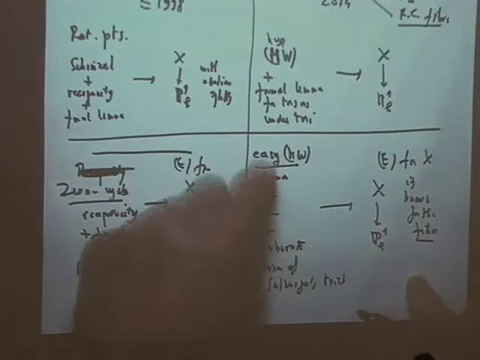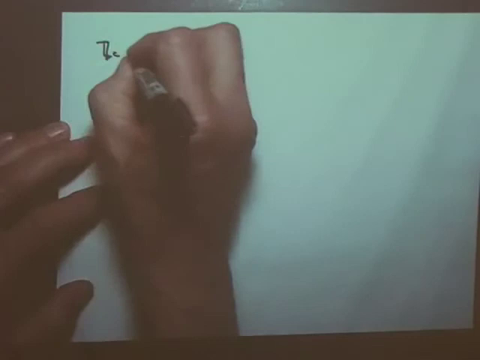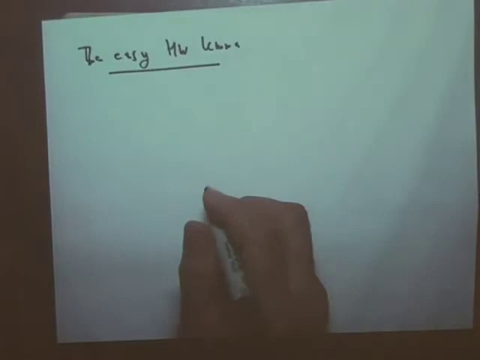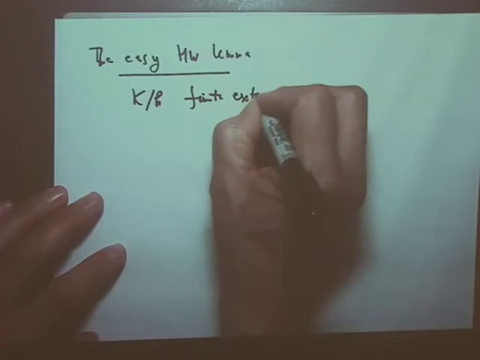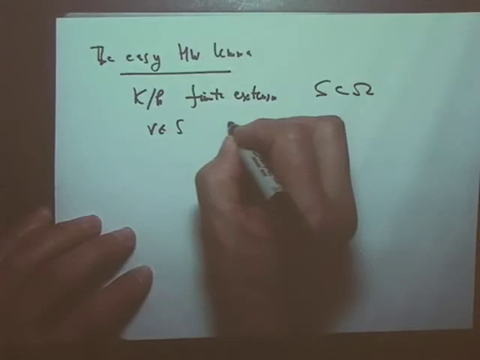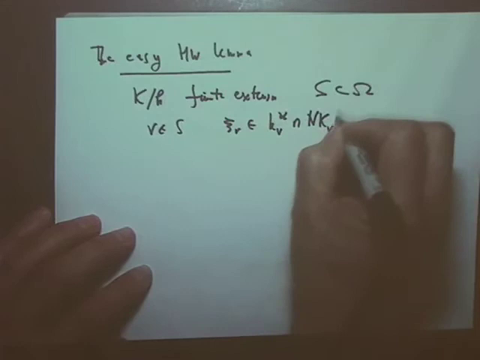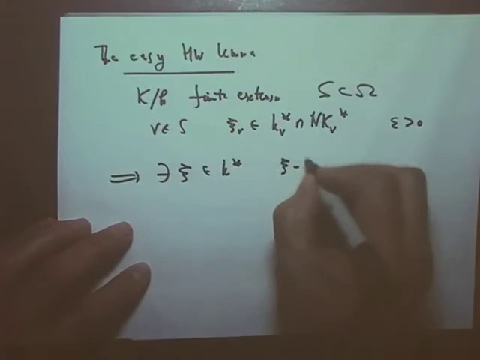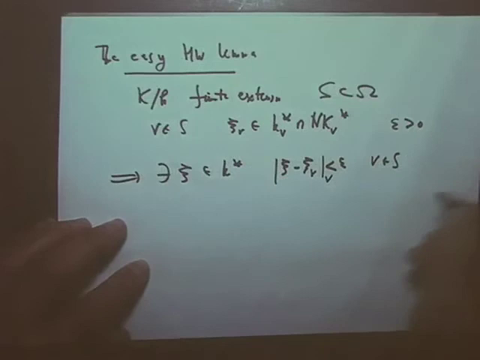Let me say a word about the easy HW lemma. You take capital K over k a finite extension of number fields, S in omega a finite set of places, and for v in S a local norm psi v, and you fix epsilon positive. Then there exists a psi in K star such that psi minus psi v is smaller than epsilon for v in S, including in fact the Archimedean places.